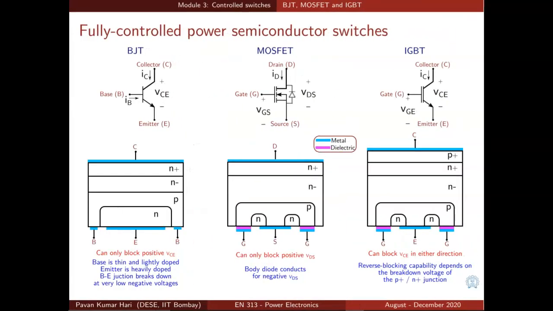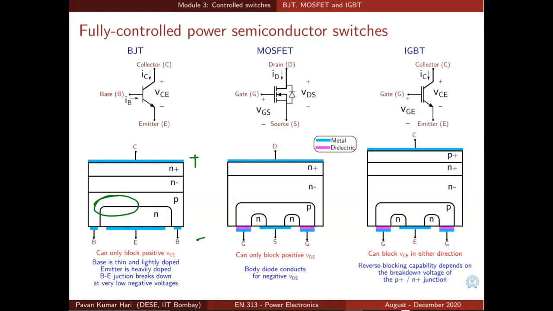And how about the voltage blocking capability? A BJT can block only positive VCE, significant positive VCE, because of the structure and the doping concentrations involved. For example, base is thin and lightly doped. Emitter is heavily doped. So this base emitter junction, since emitter is heavily doped, breaks down at very low negative voltages.